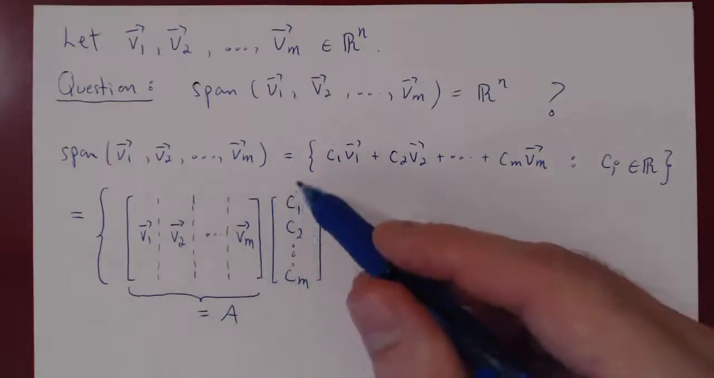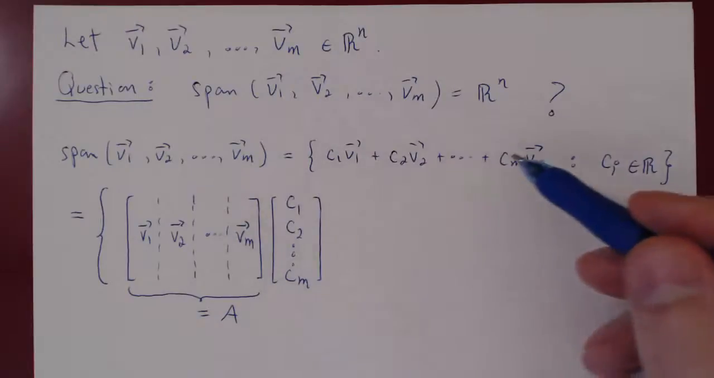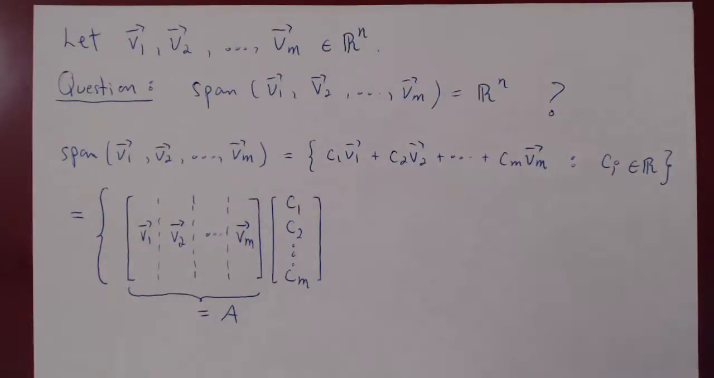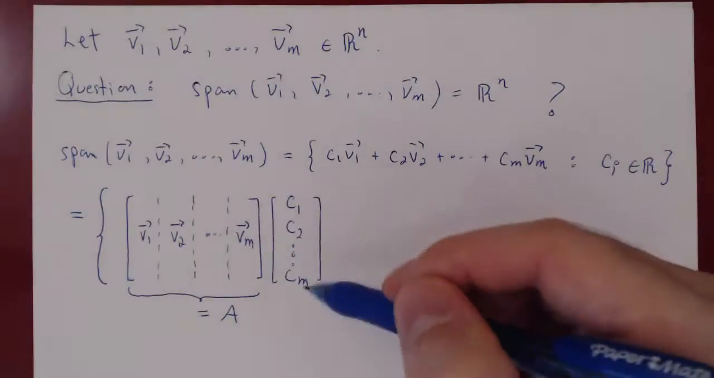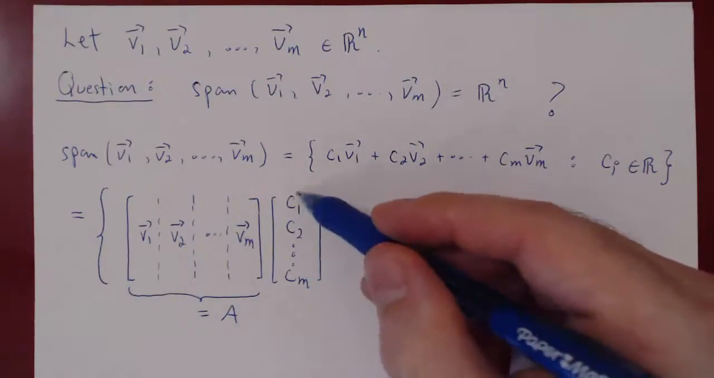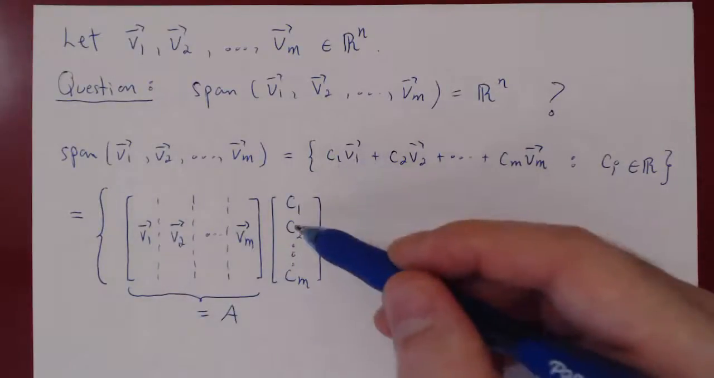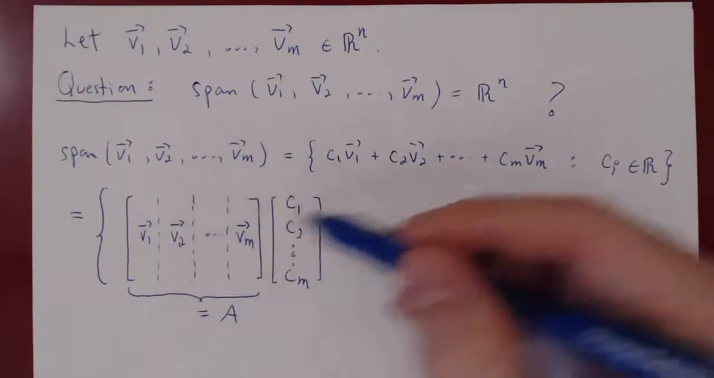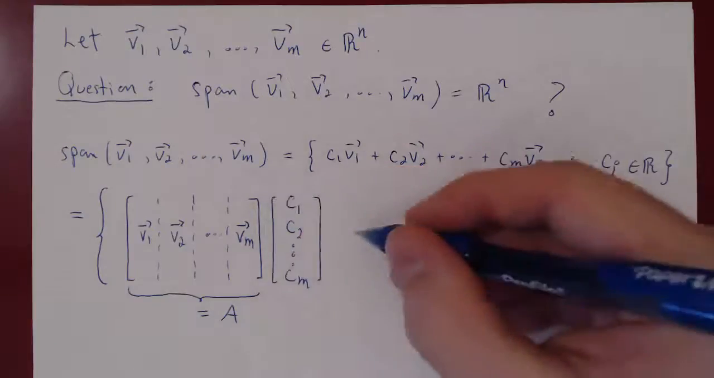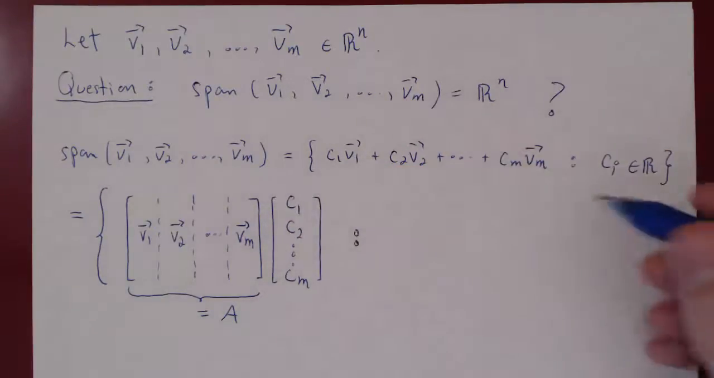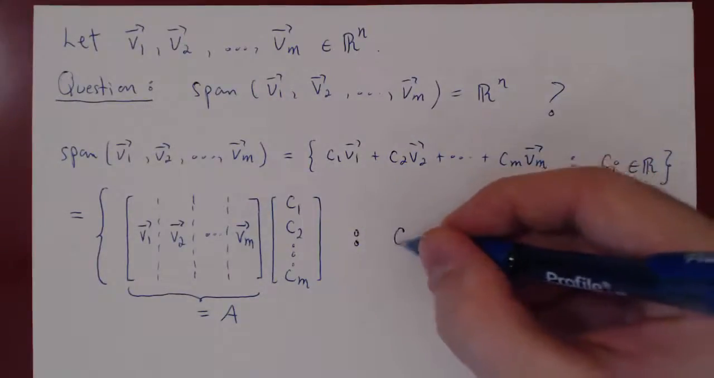If you multiply a column matrix by a rectangular matrix, the result ends up being, and you have checked this on the problem sheet about linear combinations, the first coefficient times the first column plus the second coefficient times the second column, all the way up to the mth coefficient times the mth column. And recall that c1, c2 through cm are allowed to range over all real numbers.